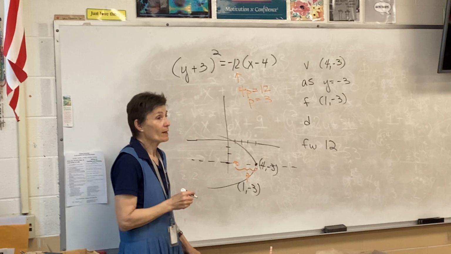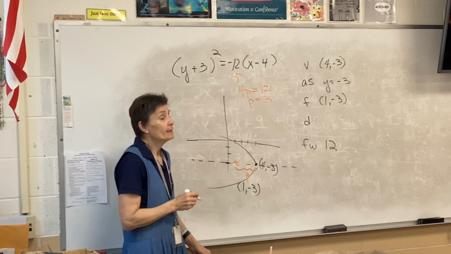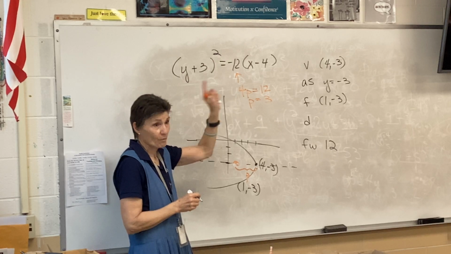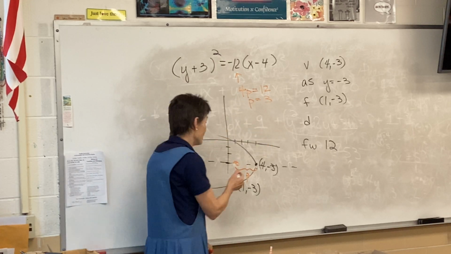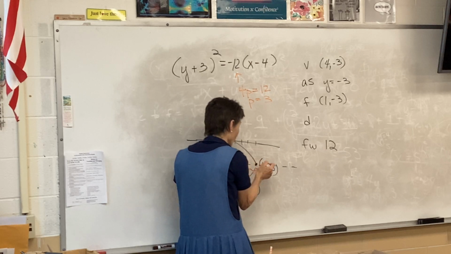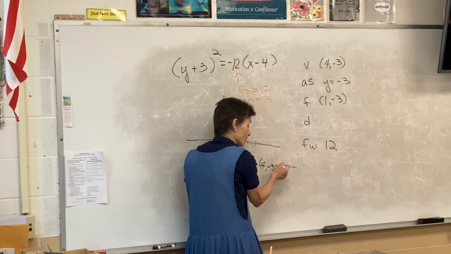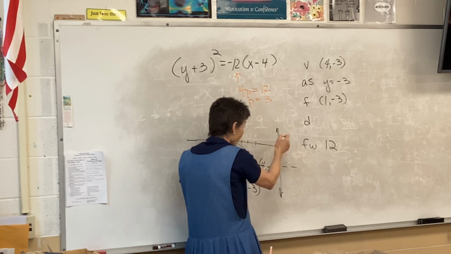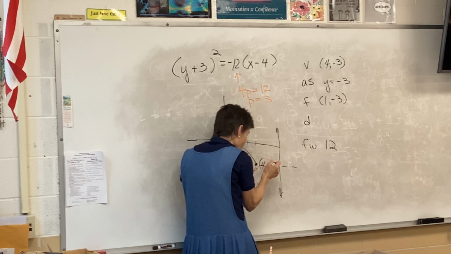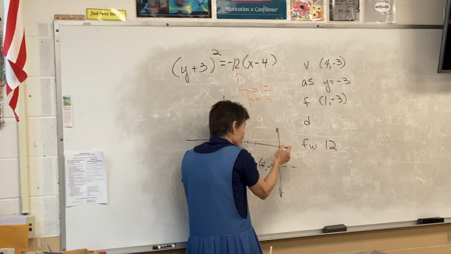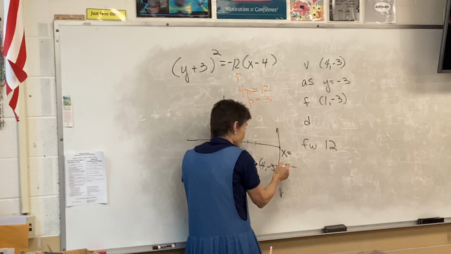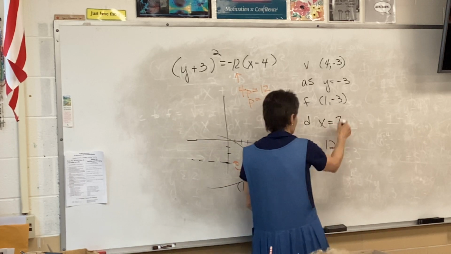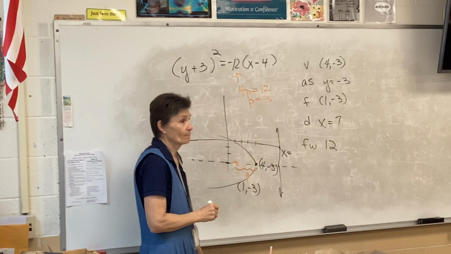And then what do we know about the directrix? Well, if we went this way 3 for the focus, we're going to go that way 3 for the directrix. So I'll put my pencil right here and count 1, 2, 3. And then draw a line. That line is going to cross the x-axis where? Count. 7. X equals 7 is your directrix.